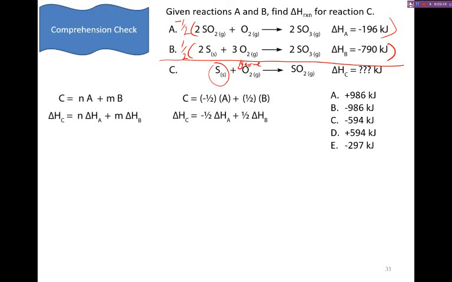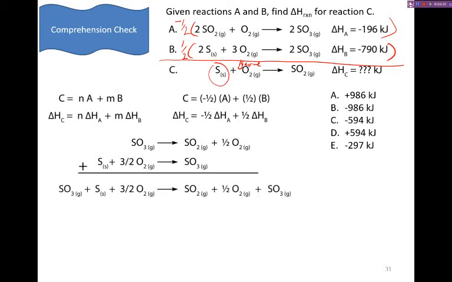We apply those same manipulations to the enthalpies. Now let's rewrite the equations with the adjustments. We've reversed reaction A and multiplied it by 1/2, and we've taken reaction B and multiplied it by 1/2. When we add these together and simplify, you'll notice that the SO3 is eliminated, and 1/2 of the oxygen is eliminated as well.